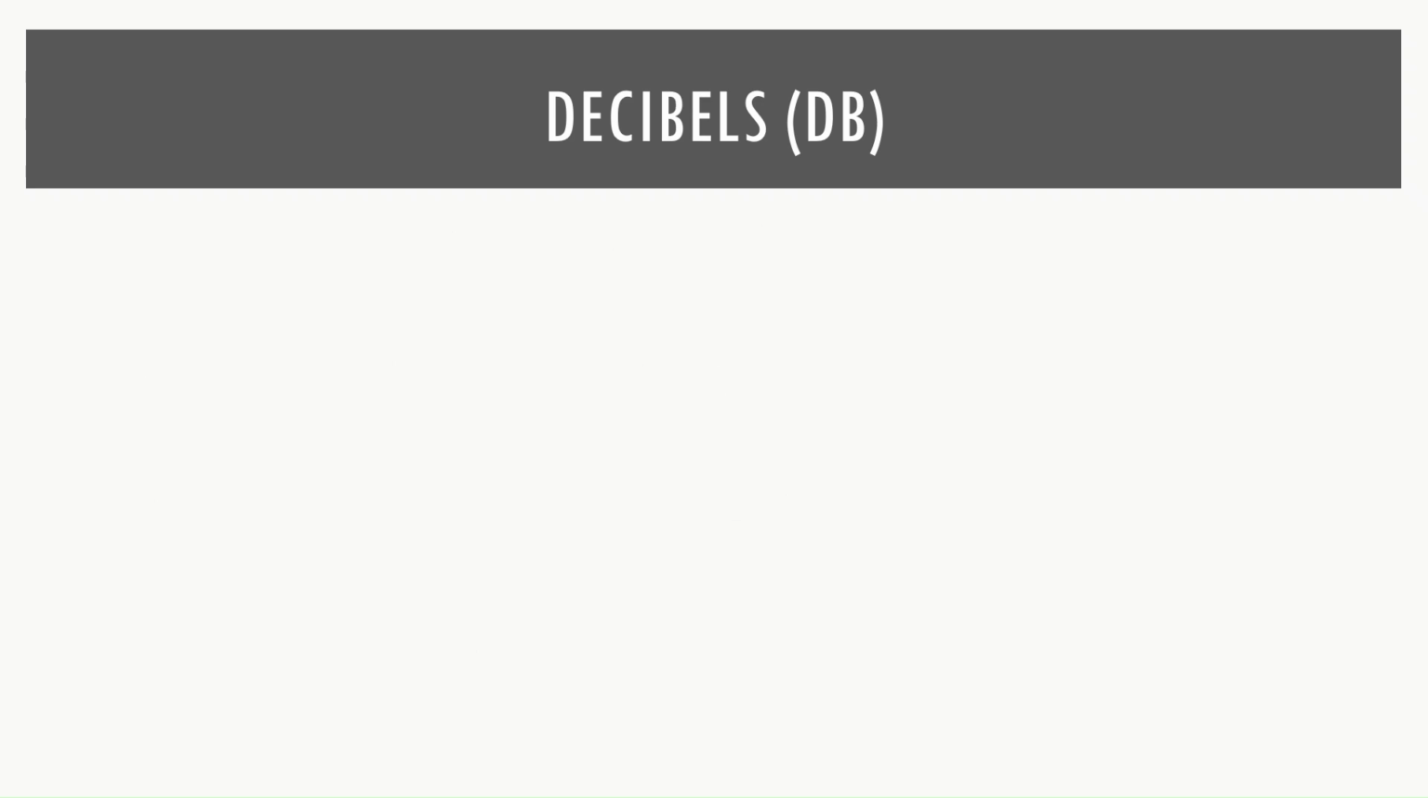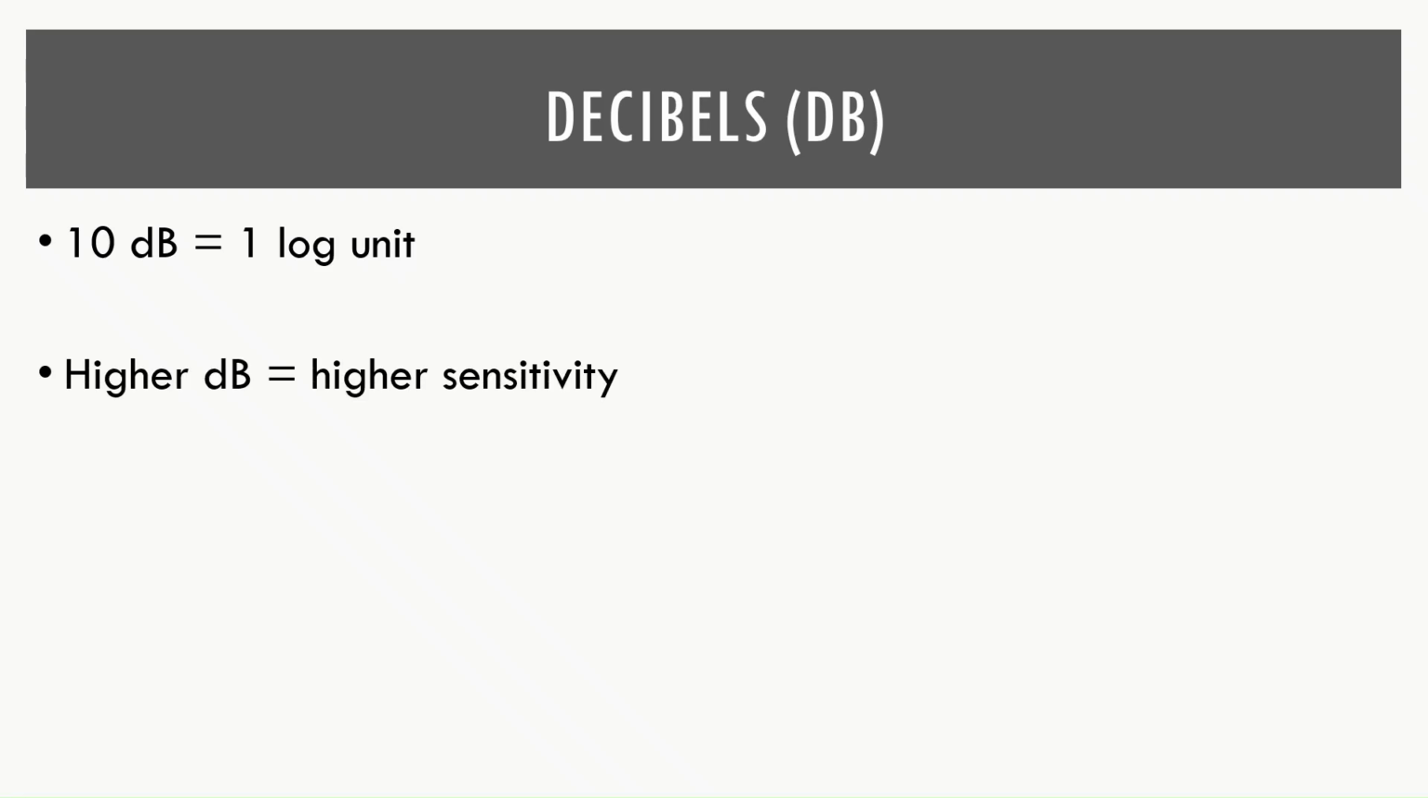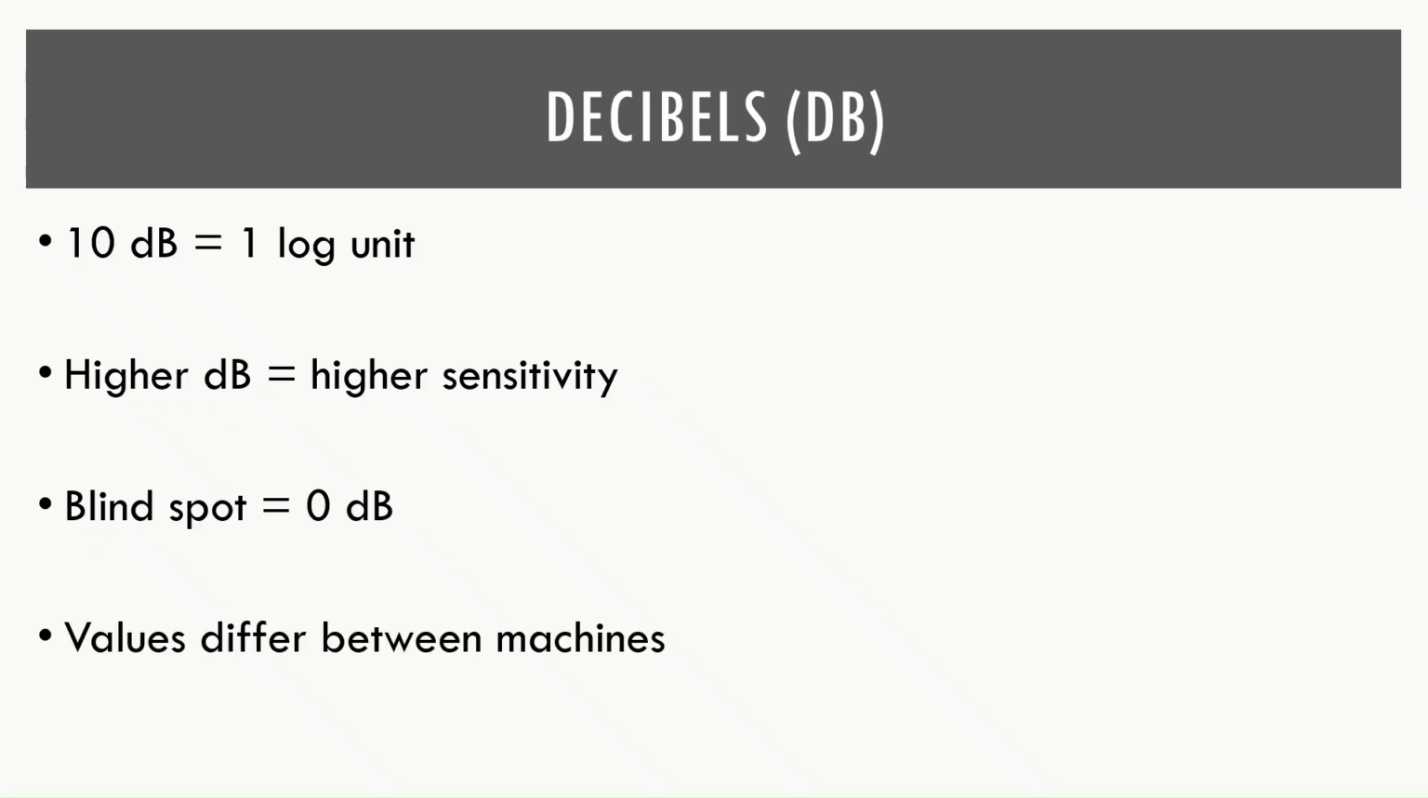Do not confuse decibels with true luminance. They are relative units. A higher number means better sensitivity, not brighter light. 10 decibels is equal to 1 log unit. Higher decibels means higher sensitivity. Blind spot has 0 decibels. Values differ between machines.